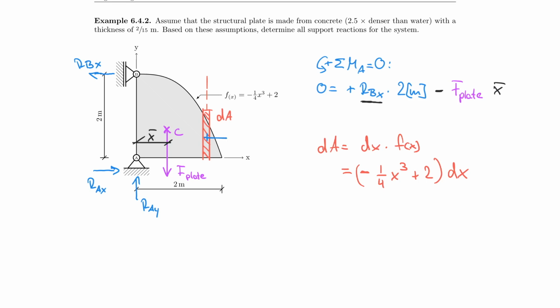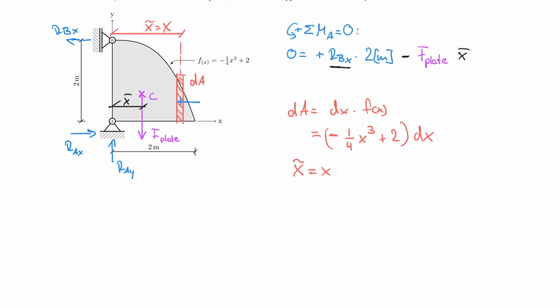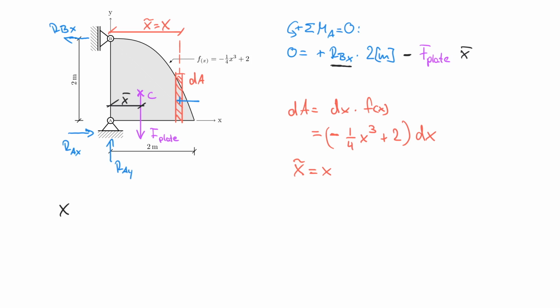But I only care about the x direction. So I'm going to care about this component, which is x tilde, which is equal to x once again. So fairly simple in this case. And so I know that my x tilde is equal to x. And now if I write my standard equation for x bar, x bar is equal to the summation of x tilde dA divided by all dAs.